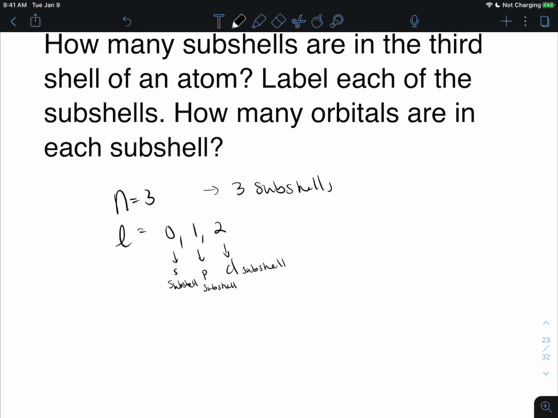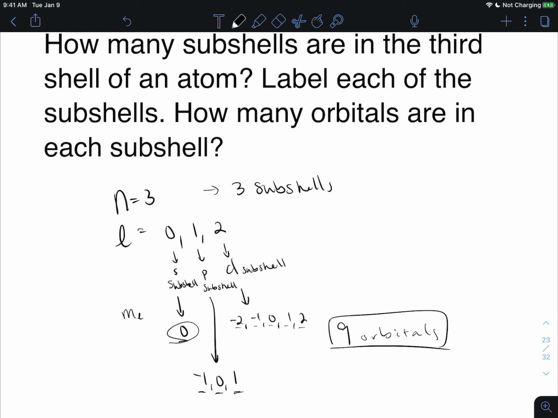Okay. Now, after that, we want to know our orientations. So we have m sub L. So for L equals 0, we have only 0. For L equals 1, we have -1, 0, and 1. And then for L equals 2, we have -2, -1, 0, 1, 2. So each one of these are describing an orbital. So we have 1, 2, 3, 4, 5, 6, 7, 8, 9 orbitals in our n equals 3 shell.